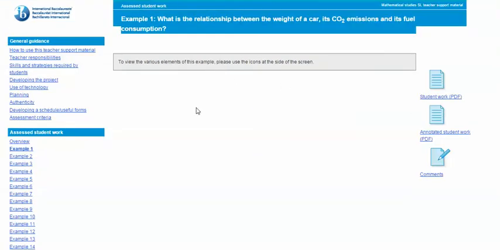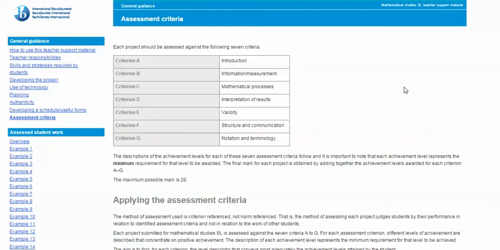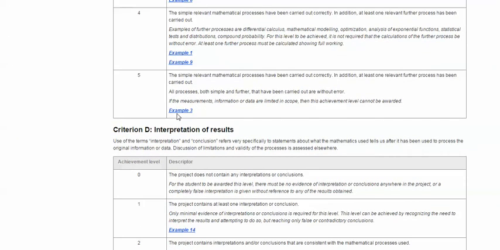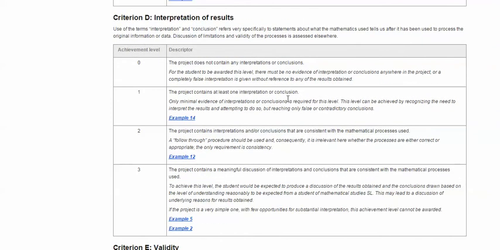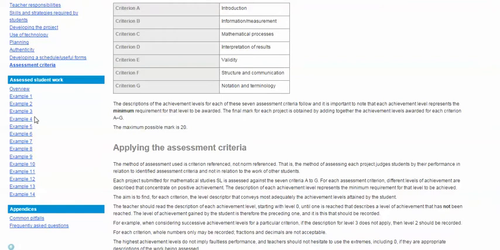to this page here, and it's got information about how you can plan your internal assessment. It's got the marking criteria as well in detail, including examples. So for example, in criteria D, if you want to know what a 1 mark on criteria D is, you can click that example. And also down the left hand side here, it's got lots of different examples.